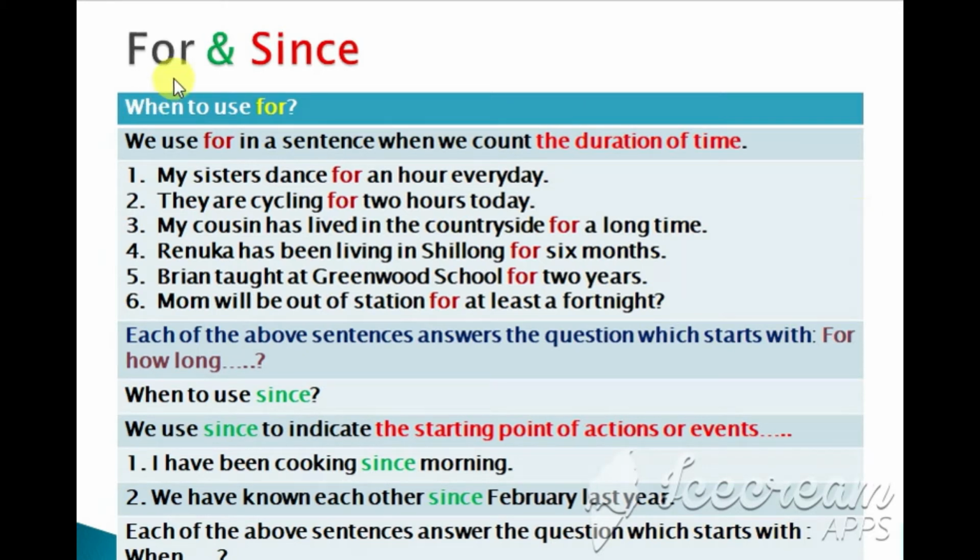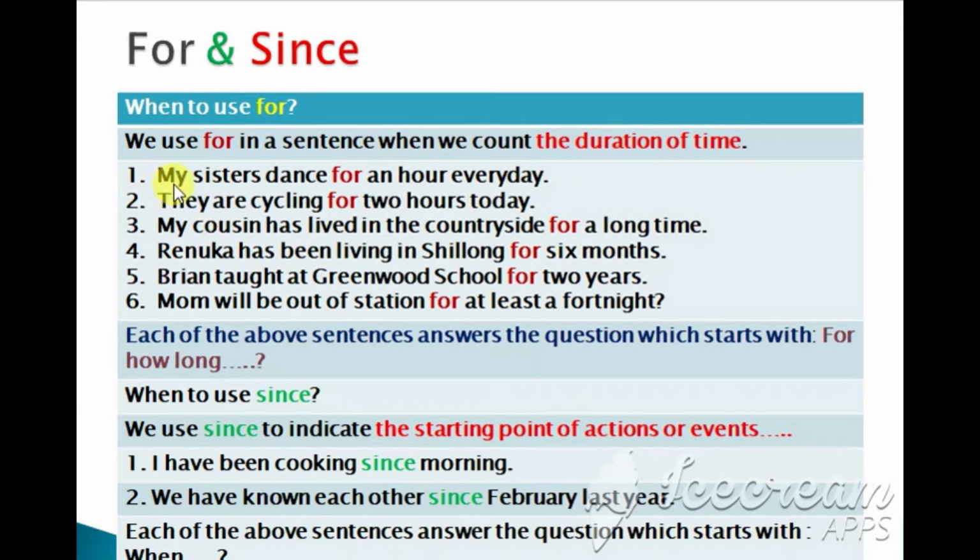Today I'm going to explain to you the basic difference between for and since. When to use for? We use for in a sentence when we count the duration of time, that is the length of time. I have a bunch of 6 sentences here. Let's take a look at each one of them.